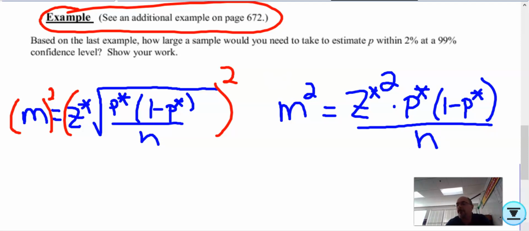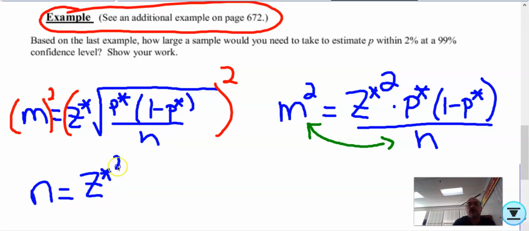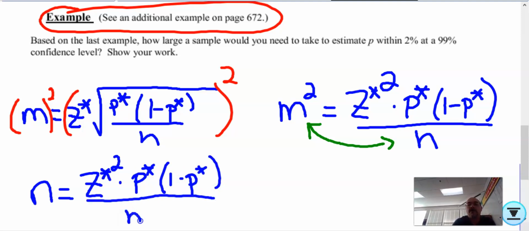Now, ladies and gentlemen, I do my little algebra here. Basically, I'm going to swap the n and the m squared. I'm going to multiply both sides by n, and divide both sides by m squared. So I end up with the sample size equals z star squared times p star times 1 minus p star, divided by the margin of error squared.